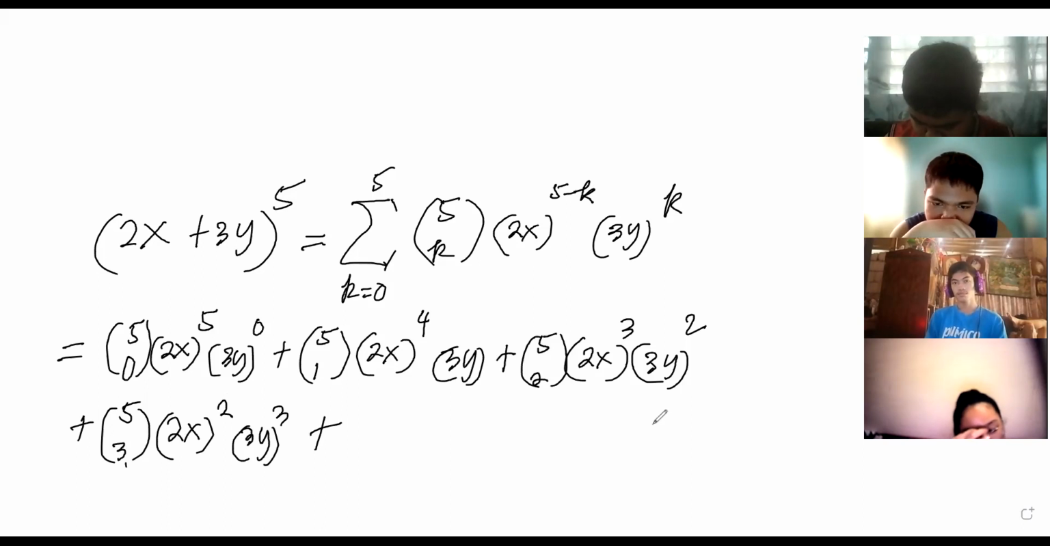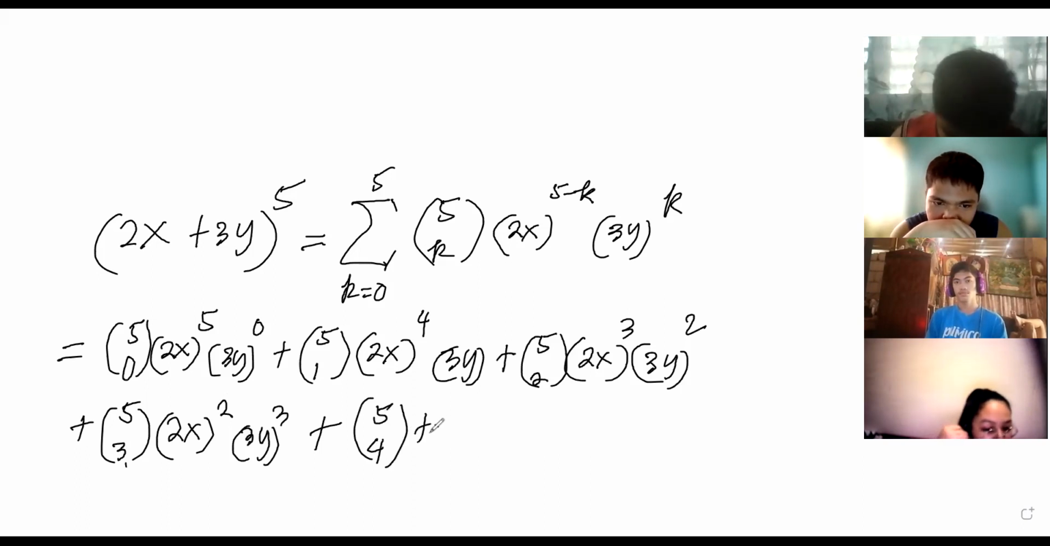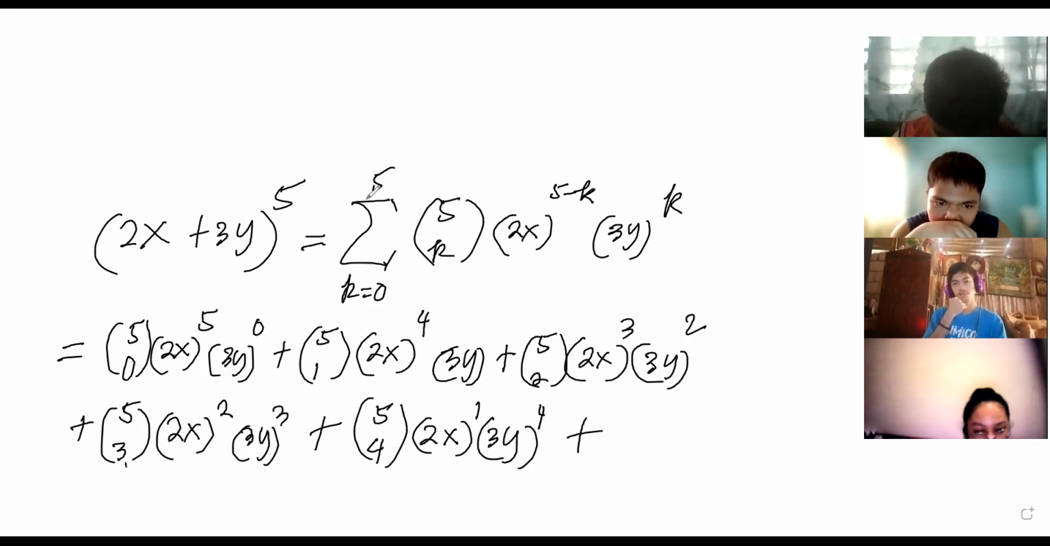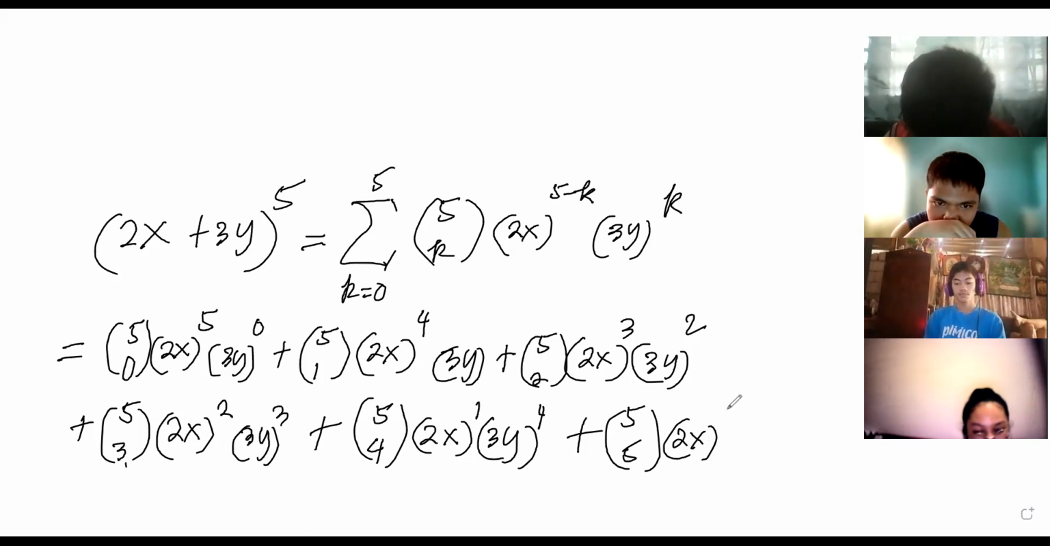Next, when k is 4, it will be now 5 taken 4 plus 2x raised to the power of 1. 5 minus 4 is 1. 3y raised to the power of 4. And lastly, when k is 5, you have now 5 taken 5, 2x raised to the power of 5 minus 5 is 0. 3y raised to the power of 5. Then you simplify your answer.